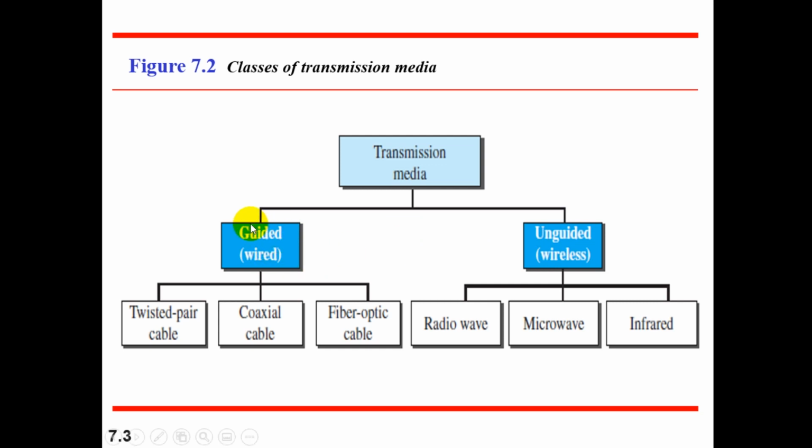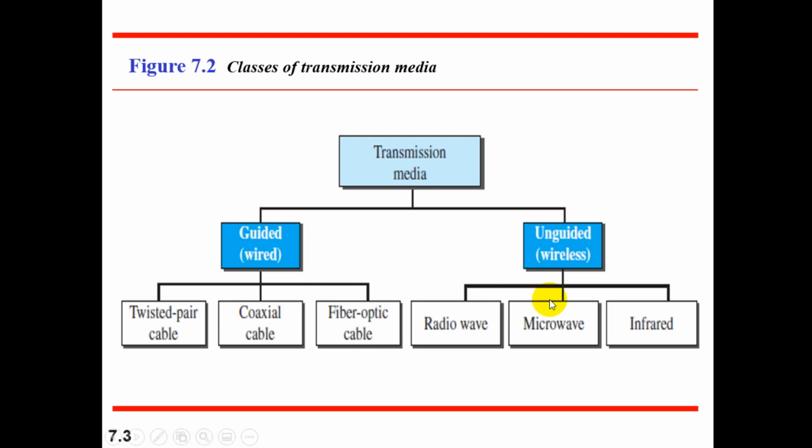So in the wired category, we have broadly three further categories of the medium depending upon the type of the cable. The first one is twisted pair cable, the other is coaxial cable, and the last one is optical fiber. So these are the three main types of cable that come under the category of guided media.